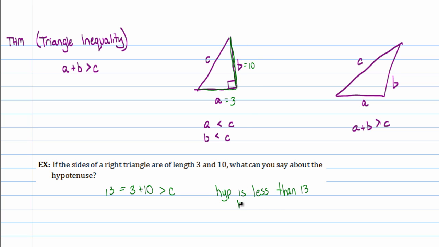So we can do some estimations here on what the hypotenuse would be. But this is a pretty neat idea, that we know that it's between 10 and 13, somewhere in there. It might be 12.5, could be 11.993, something like that.